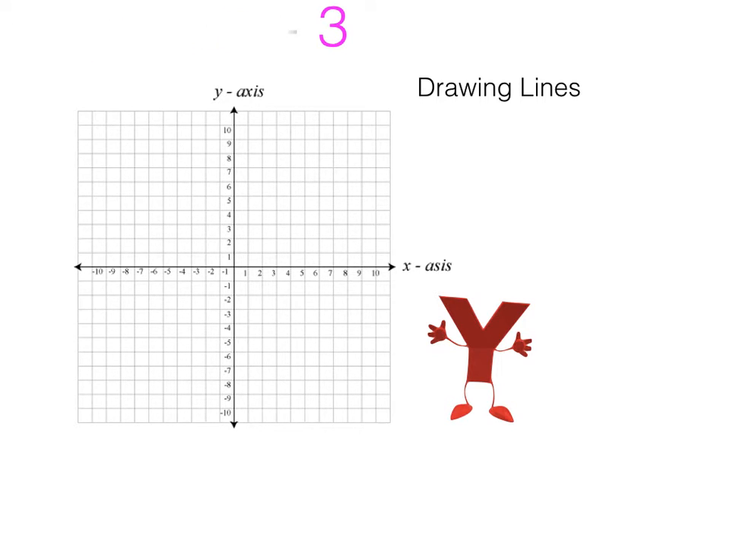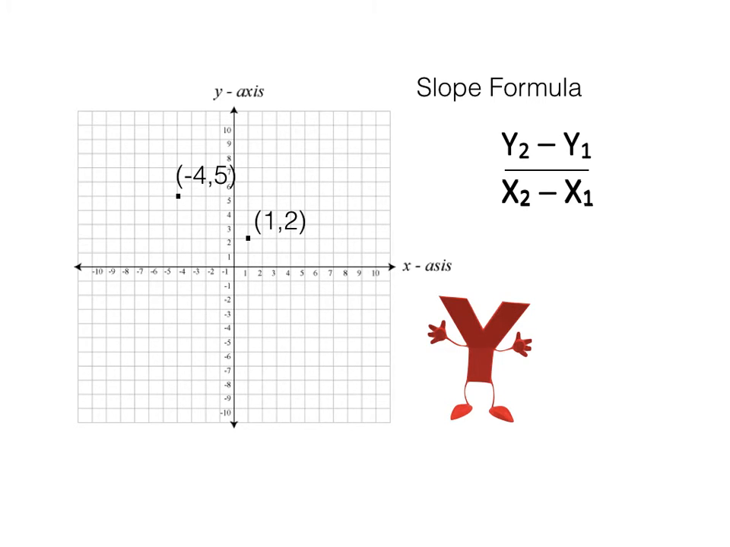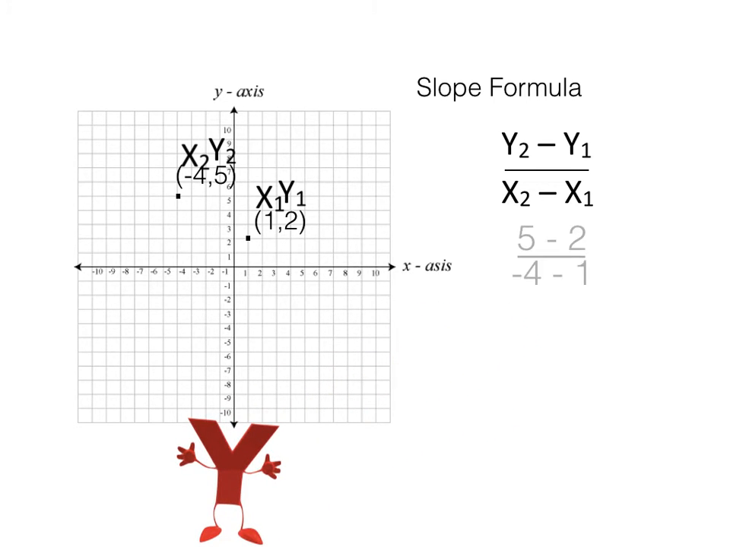How about if I gave you 2 points? (-4, 5) and (1, 2). This is where the slope formula comes in handy. y2 minus y1 divided by x2 minus x1 is another way to find the slope with 2 points. We will now use the points in our equation. 5 minus 2 is 3, and -4 minus 1 is -5, so our slope is -3/5.